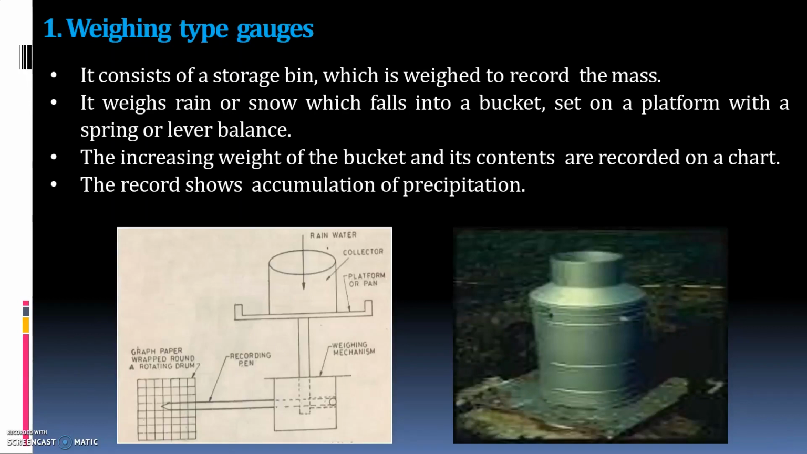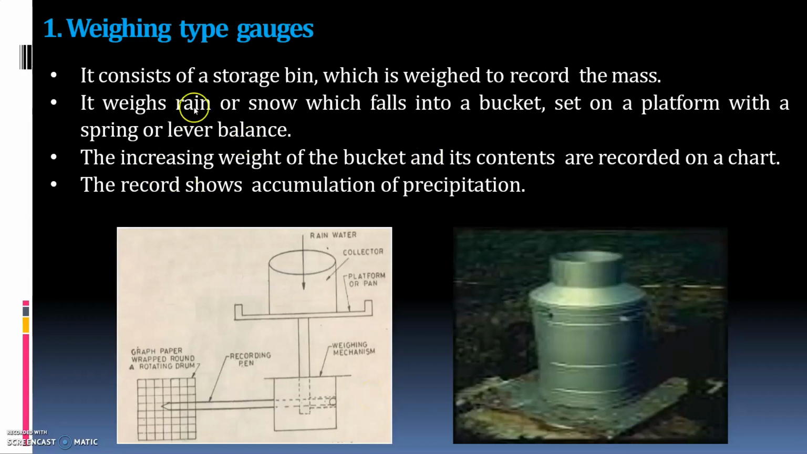Self-recording gauges are used to determine rates of rainfall over short periods of time. The most common type of self-recording gauge is the rain bucket type, as shown in the figure. Here, the rain bucket rain gauge essentially consists of a receiver bucket supported by a spring or lever balance or any other weighing mechanism. The movement of the bucket due to its increasing weight is transmitted to a pen which traces the record on a clock driven chart.